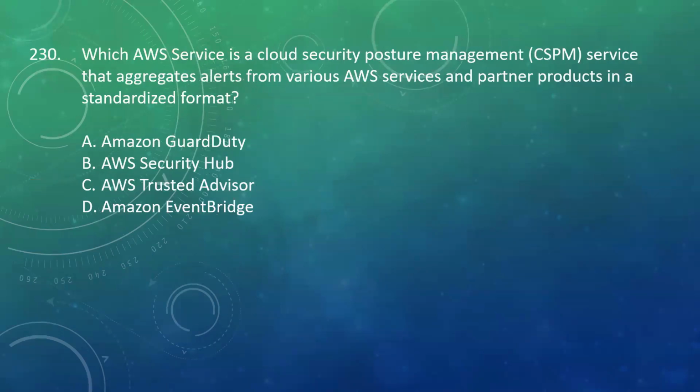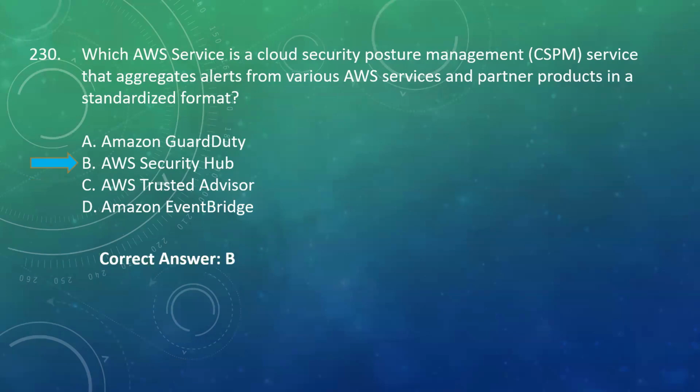Question number 230 of the series. Which AWS service is a cloud security posture management service that aggregates alerts from various AWS services and partner products in a standardized format? And the options are Amazon GuardDuty, AWS Security Hub, AWS Trusted Advisor, Amazon EventBridge.